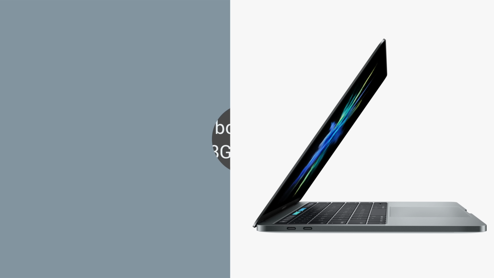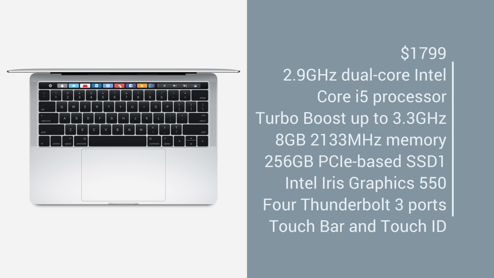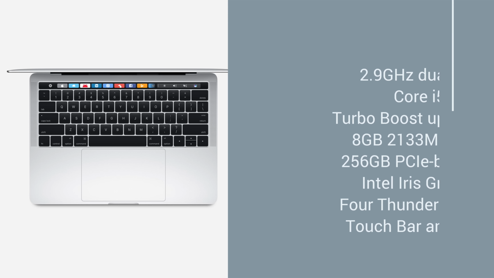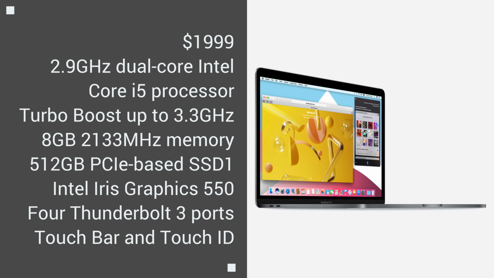However, if you step up to what I want to call the standard model, it's going to be $1,799. So $1,800 just to get a touch bar on the MacBook. Of course, with that, you're also going to get a 2.9 GHz dual-core Intel i5 with 8 GB of faster 2,133 MHz memory, 256 gigs of PCIe-based solid-state storage or a solid-state drive, Intel Iris Graphics 550, and on this one, you get four Thunderbolt 3 ports, and you also get that touch bar and Touch ID. If you go the step up, you get the touch bar and Touch ID in addition to a 512 gigabytes PCIe-based SSD, and everything else remains the same.